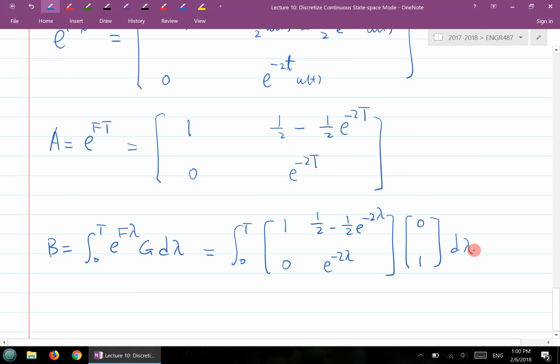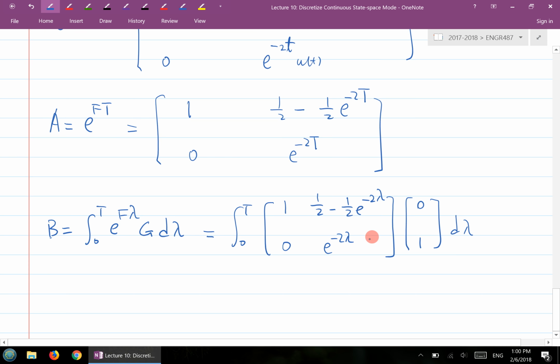Okay. So that's your B matrix. This one needs a little bit careful calculation because it involves an integral. When you do this integral, this is a constant here, so you could take this constant out of the integral, right? But I would recommend that you multiply the two matrices together first, because that's 2 by 2. Once you multiply this, it becomes a 2 by 1, right?